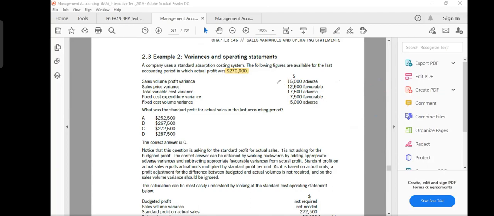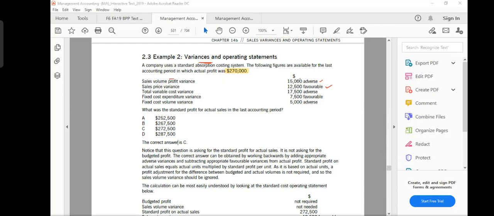Then it gave us some information. It says sales volume profit variance, 15,000 adverse, sales price variance, 12,500 favorable. And when it says sales volume, we see sales volume profit margin variance. It does not say sales volume contribution. It does not say sales volume variance, first of all. Like I told you, there is nothing as sales volume variance. You should say sales volume, either profit or contribution. But because they are using absorption costing, they use the word profit. So sales volume profit variance.